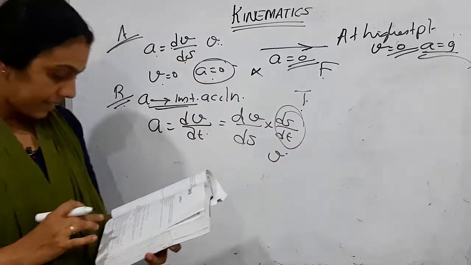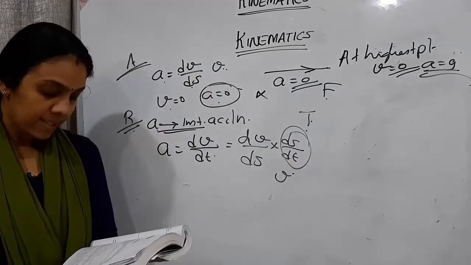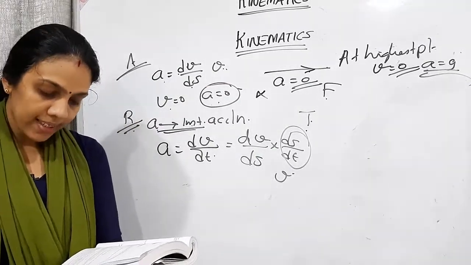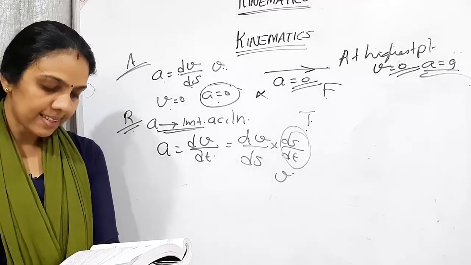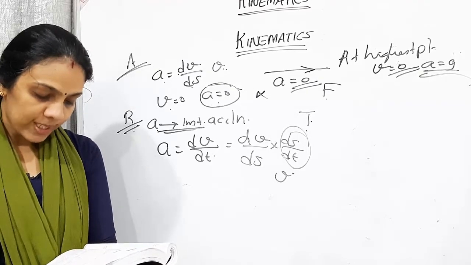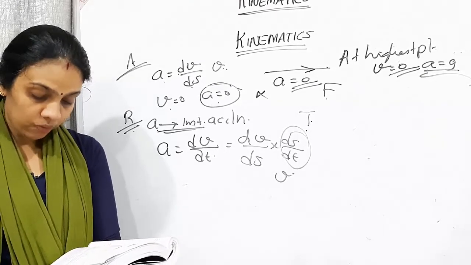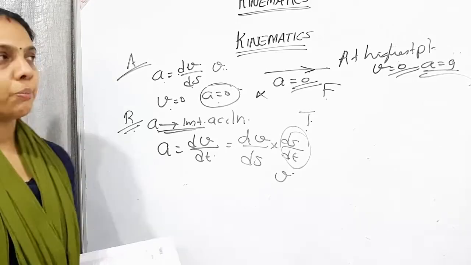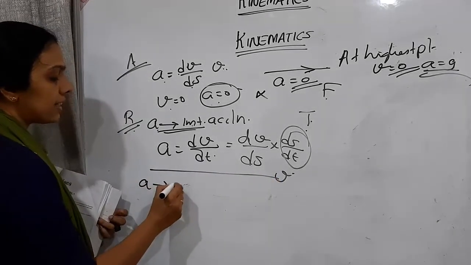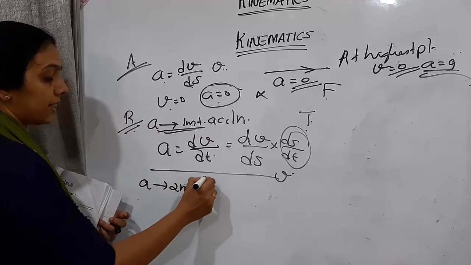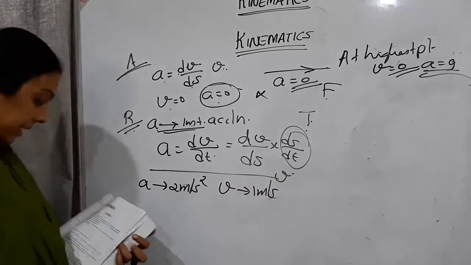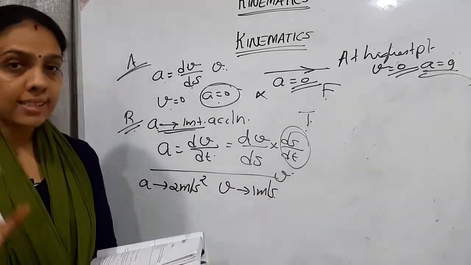Clear? So next one. Now the third question: starting from rest with 0 acceleration, if the acceleration of a particle increases at a constant rate of 2 meter per second square, then the velocity should increase at a rate of 1 meter per second. This is the assertion which is given.